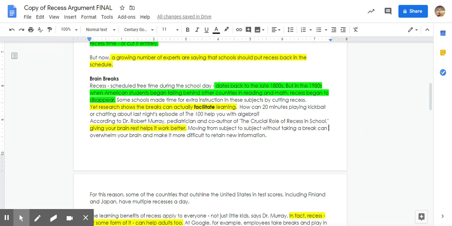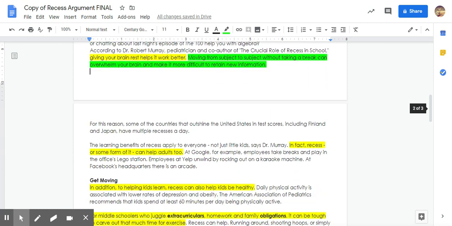The next piece that I noticed here, we highlighted it as a claim already. It says, according to Dr. Robert Murray, pediatrician and co-author of The Crucial Role of Recess in School, giving your brain rest helps it work better. Moving from subject to subject without taking a break can overwhelm your brain and make it more difficult to retain new information. I'm going to highlight this because this is a good example. And that does go along with what this Dr. Robert Murray is saying. It's just the explanation part there.